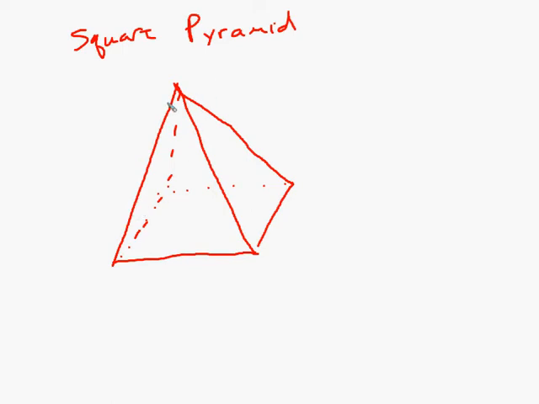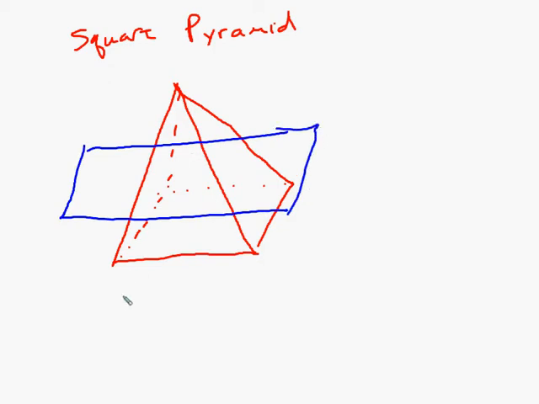Okay, so here's my square pyramid, and I'm going to do a cross section through it. So let's say I do a cross section horizontally. So I pass my paper through it horizontally like that. What shape do I get on my paper? A square. So I'll get a square is my cross section if I go horizontally.